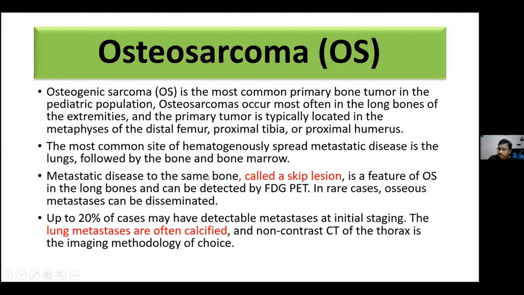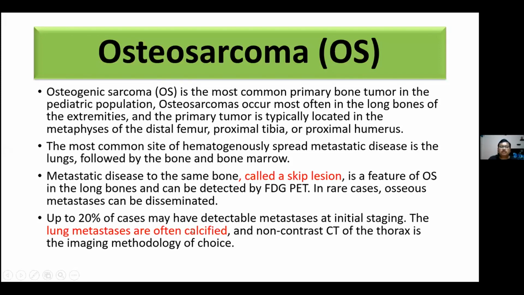Metastatic disease in the same bone is also something we are able to catch, what we call a skip lesion. Skip lesions can be of two types: one in the same bone, the other in the juxta-articular bone. It's a feature of OS in the long bones and can be detected by FDG PET-CT. In rare cases, osseous metastasis can be disseminated also. Up to 20% of cases may have detectable metastasis at initial staging.